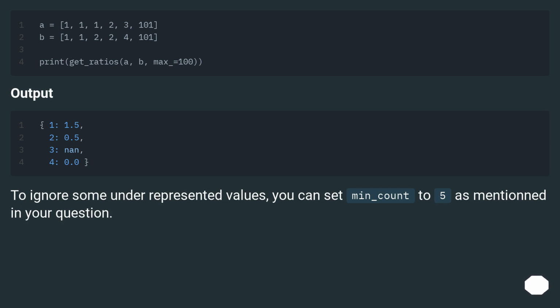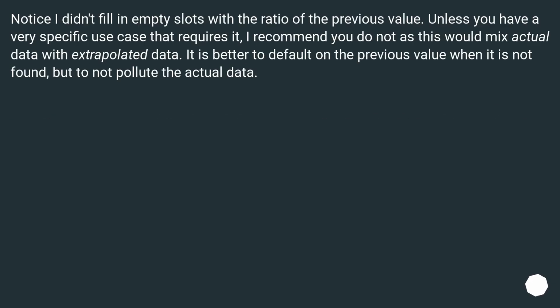To ignore some underrepresented values, you can set min_count to 5 as mentioned in your question. Notice I didn't fill in empty slots with the ratio of the previous value.